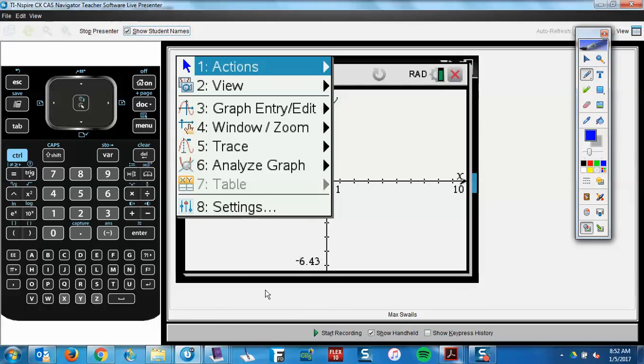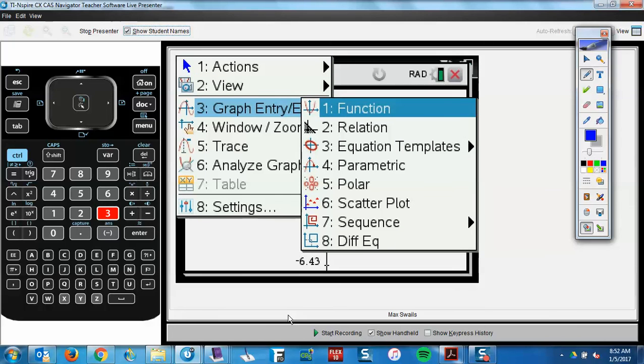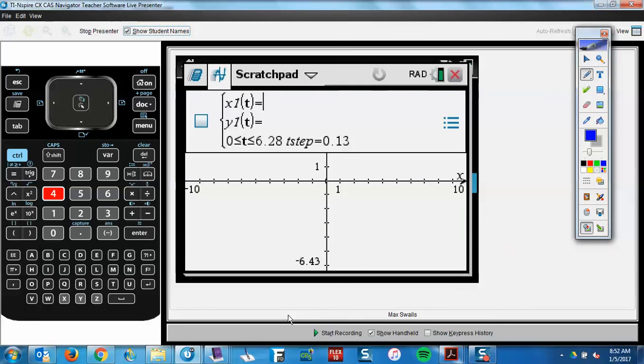Okay, so let's remember, everybody, how to go into parametric. You go to menu, you go to graph entry, you go to parametric number 4. Okay, so let's just put in the Ranger right now, so 100 minus 0.5t, and then 0.6t. Then we got to remember, we got to set this t. So we got to set the x and y window, the x and y min and max. We do that under window, but we got to set our t range here.